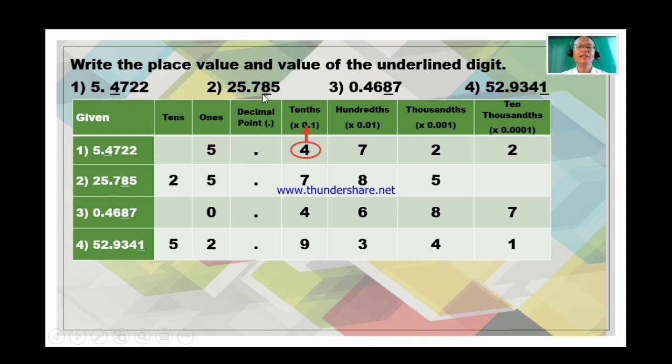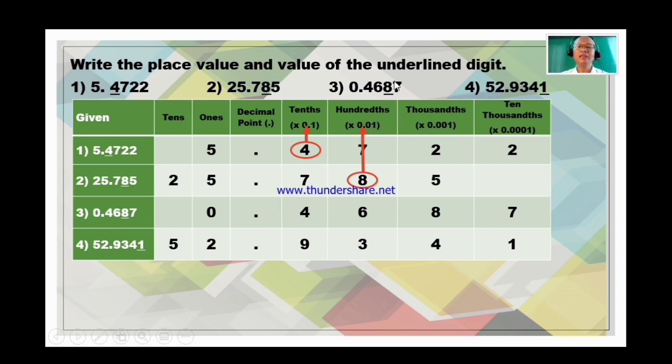In number 2, our underlined digit is 8. What is the place value of 8? Obviously, hundredths. The answer is hundredths. But if we are asked what is the value of 8, we answer 8 hundredths. Or if we are going to write that, change this to 0.08. No more writing 5. We will just see that later.